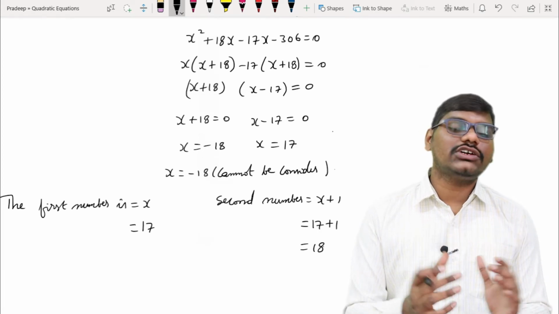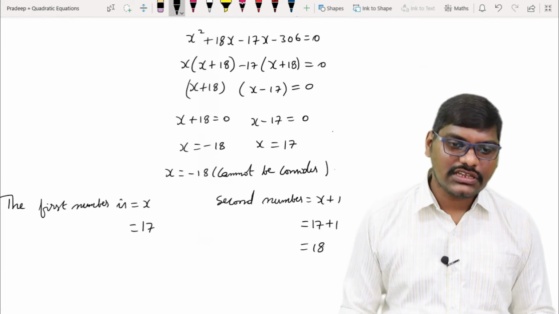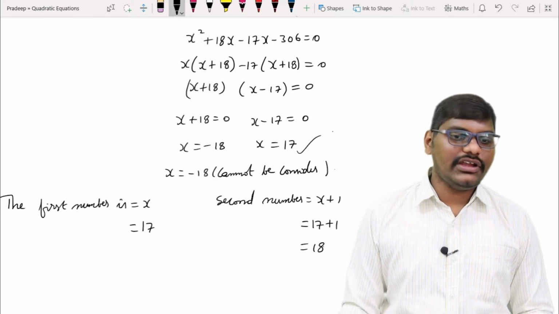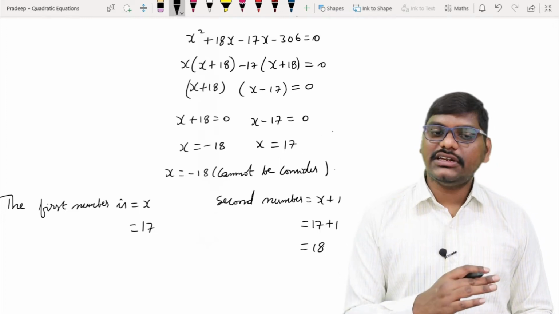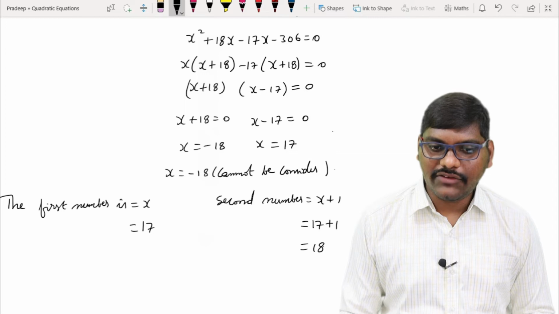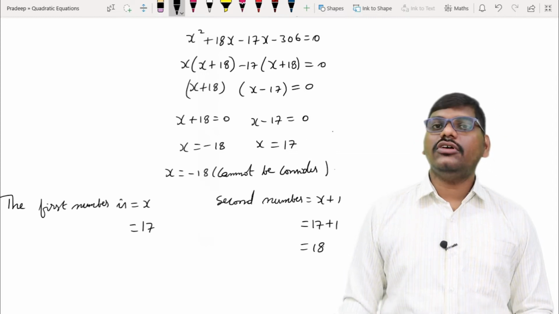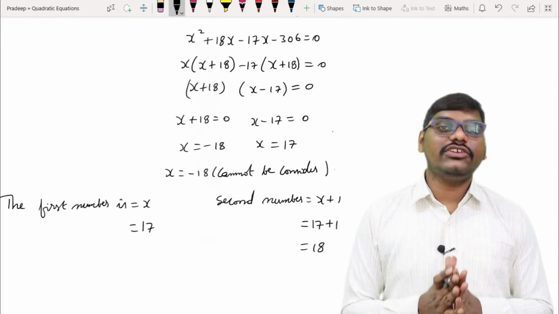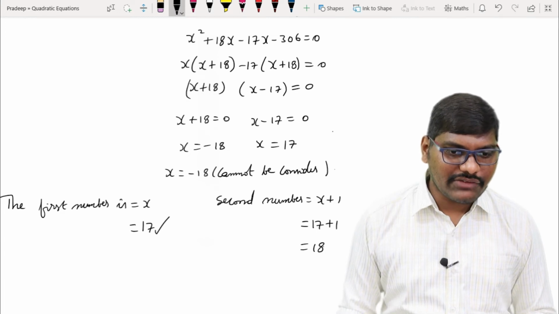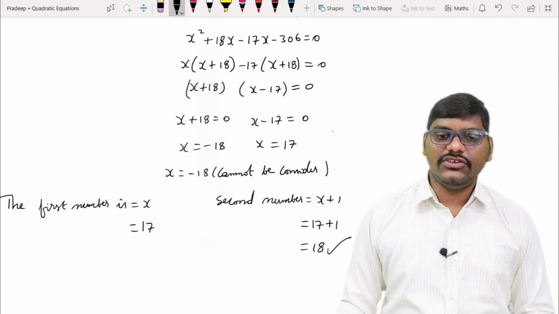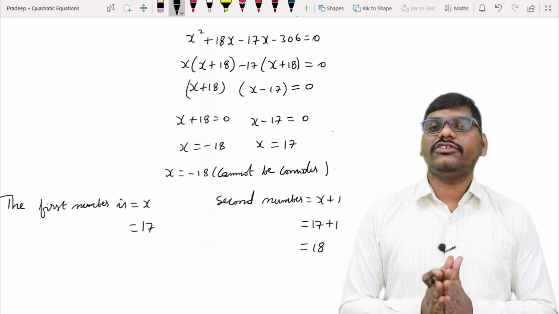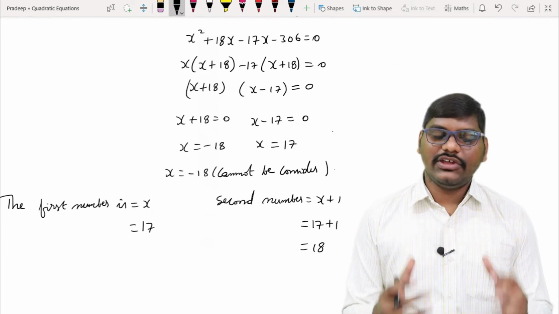Whereas once we got the quadratic equation, we got the roots as minus 18 and 17, but we will not consider the negative values. So the value we have taken is 17. So the two consecutive integers are one number as 17 and the second number is 18. These are the two consecutive integers which they asked us to find out, and we got the answers.